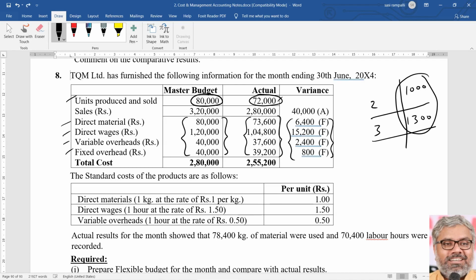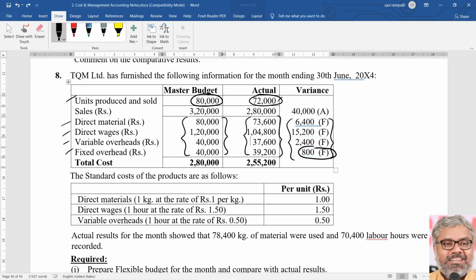How wrong is that? This also is the same wrong. These variances which are shown here are not showing the real, correct picture. Comparison between master budget and actual is not correct. That is okay only for fixed overheads, not for anything else. Because for fixed overheads, 40,000 is budgeted. That itself is standard also. There is no difference there. So comparison of master budget versus actual is only okay for this. 800 favorable, that is okay.